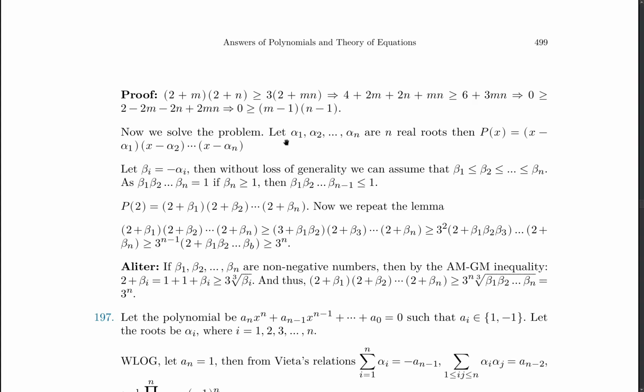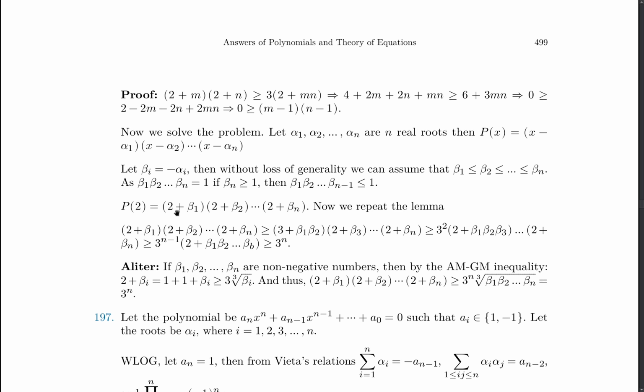Now we put alpha 1, alpha 2, up to alpha n in the polynomial, p of x is equal to (x minus alpha 1) into (x minus alpha 2) up to (x minus alpha n). Now we let beta i is equal to minus alpha i, then without loss of generality we can assume that beta 1 is less than beta 2 and so on up to beta n. Now you can see that from the given polynomial, beta 1, beta 2, up to beta n, if you multiply it will be equal to 1. If beta n is greater than or equal to 1, then beta 1, beta 2, up to beta n minus 1 when multiplied will be less than or equal to 1.